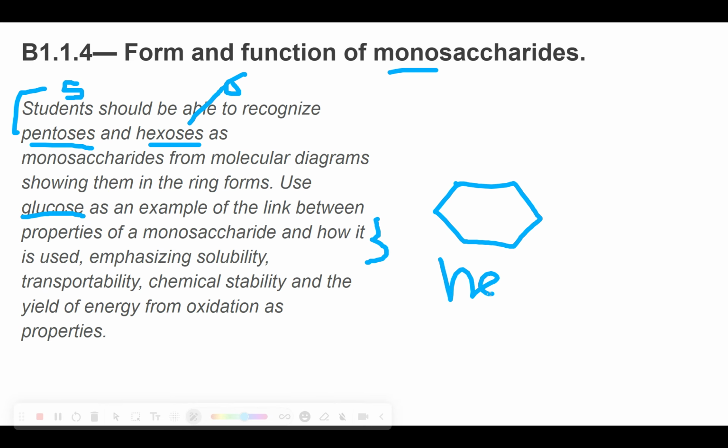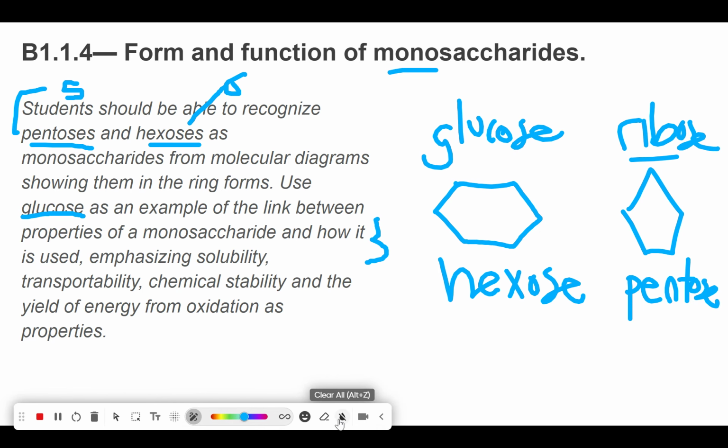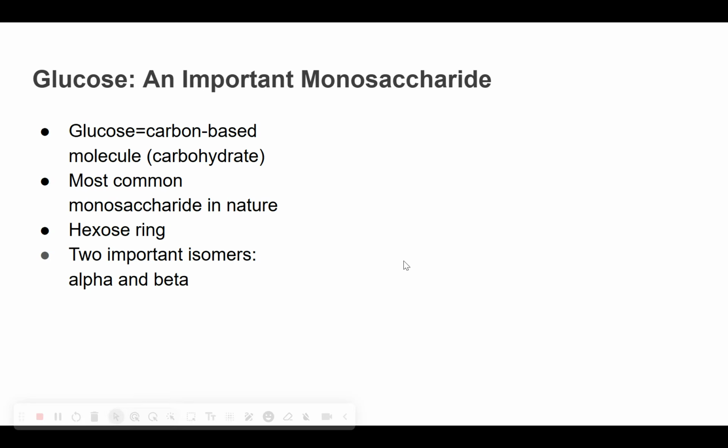This is a hexose sugar because it has 6 sides. Glucose is an example of that. This is a pentose sugar because it has 5 sides. A pentose sugar has 5 sides, and ribose, the sugar that we saw in nucleic acids, is an example of that. And we'll talk a little bit more about glucose specifically.